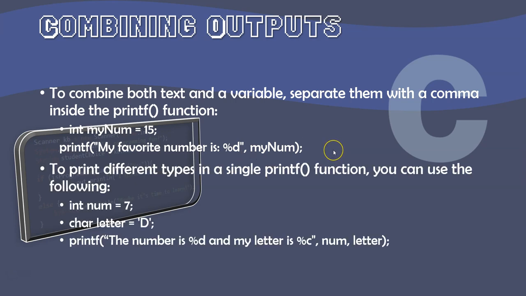Now, if we want to print different types within a printf function, we can do, for example, the following. So here we have an int and we have a char. So here I can say the number is %d, and my letter is %c. So then I do comma, num, comma, letter. And if you notice what it's doing, it's looking at each of these format values here and corresponding them with the values that come after, with each comma separator.